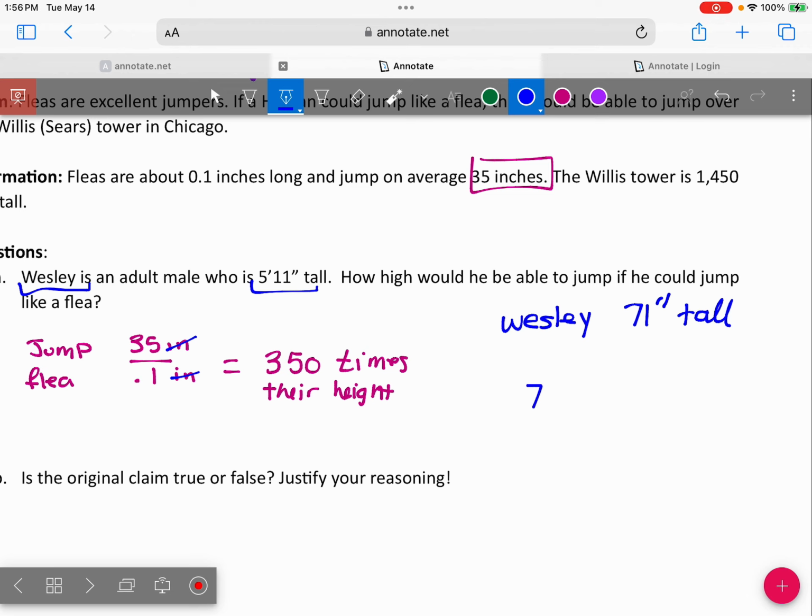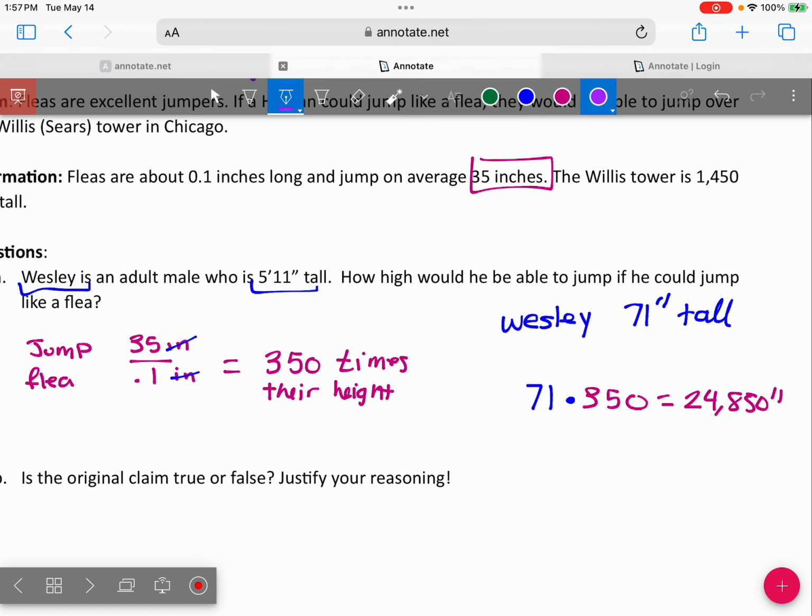24,850. How did we do that? 71 times 350. Yep. 71 times 350 means he would get 24,850 inches if he could jump like a flea. Is that taller than the Willis Tower? I don't know, because they're in different units. Because this is in inches.